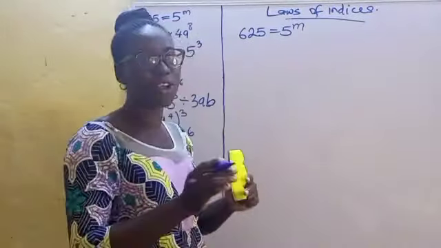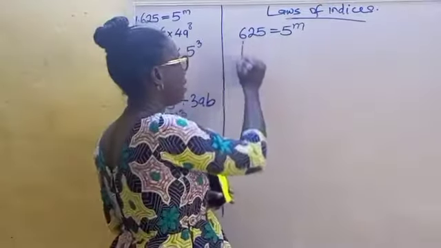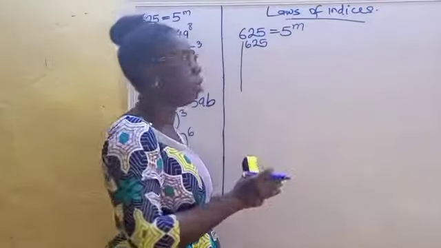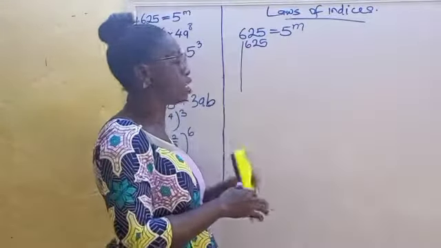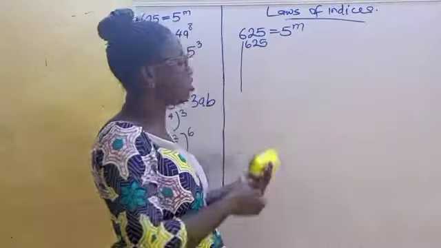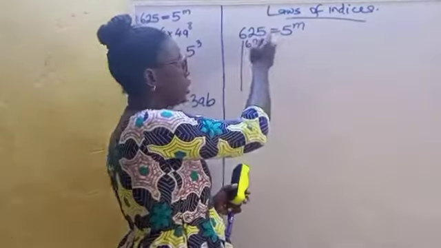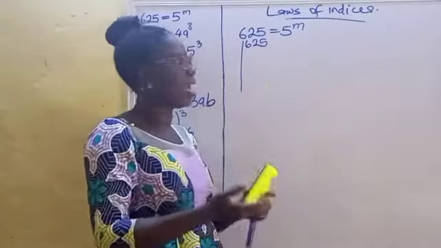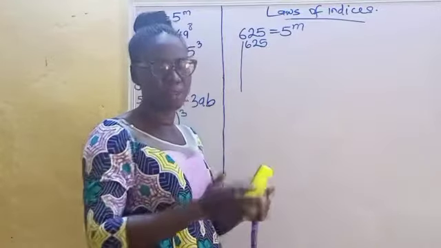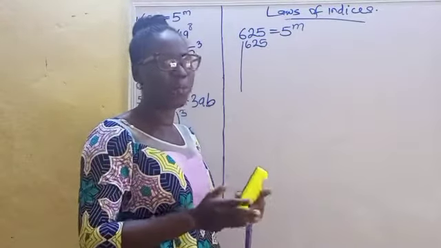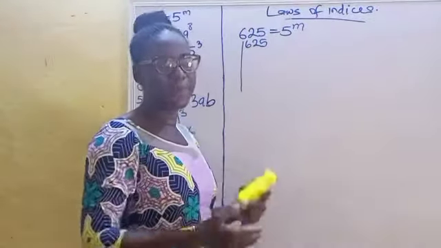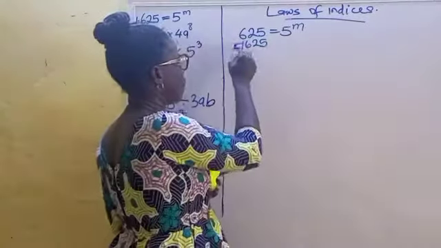Looking at 625, we find the factors. 625 does not end with 2 or any even number, so obviously it is not divisible by 2. When you want to divide by 3, you add all the digits: 6 plus 2 is 8, plus 5 is 13. Obviously, it cannot be divided by 3. The next prime number we look at is 5. Because it ends in 5, it can be divided by 5. So we divide by 5.